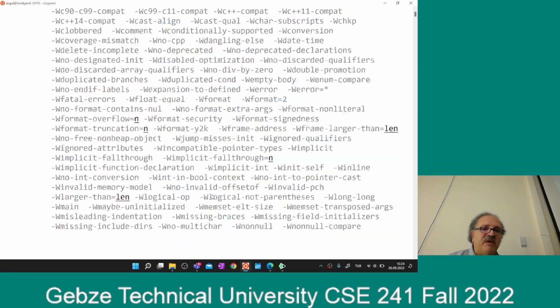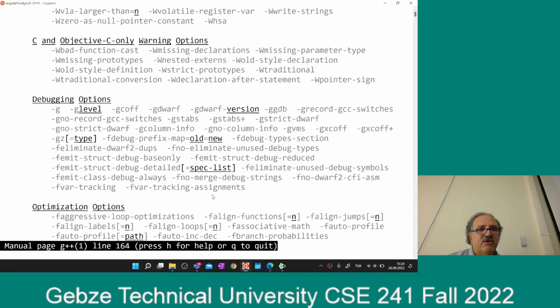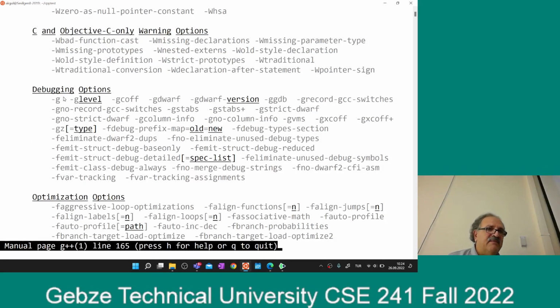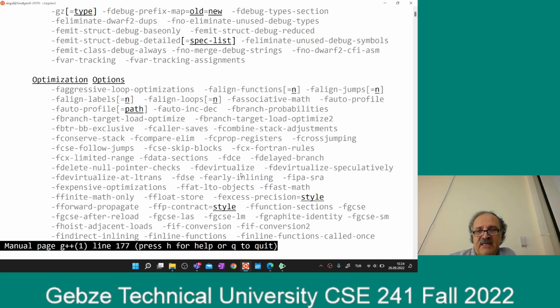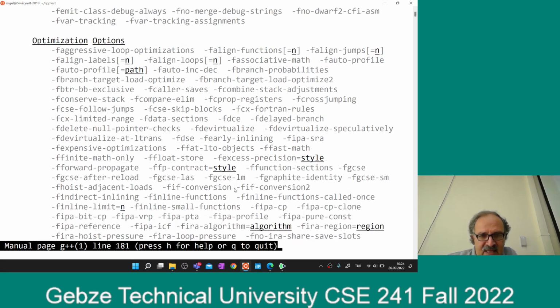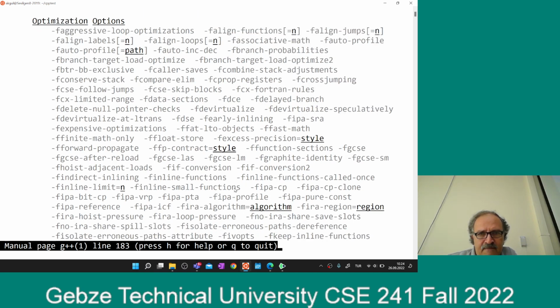Warning options, don't give me a warning for that kind of stuff. Okay, debugging options, -g, or include more debugging options in there. Optimization options, okay. Let's see some of them. Branch target load optimize too. Some of them are very specific. You need to know the processor structure to understand what they mean.